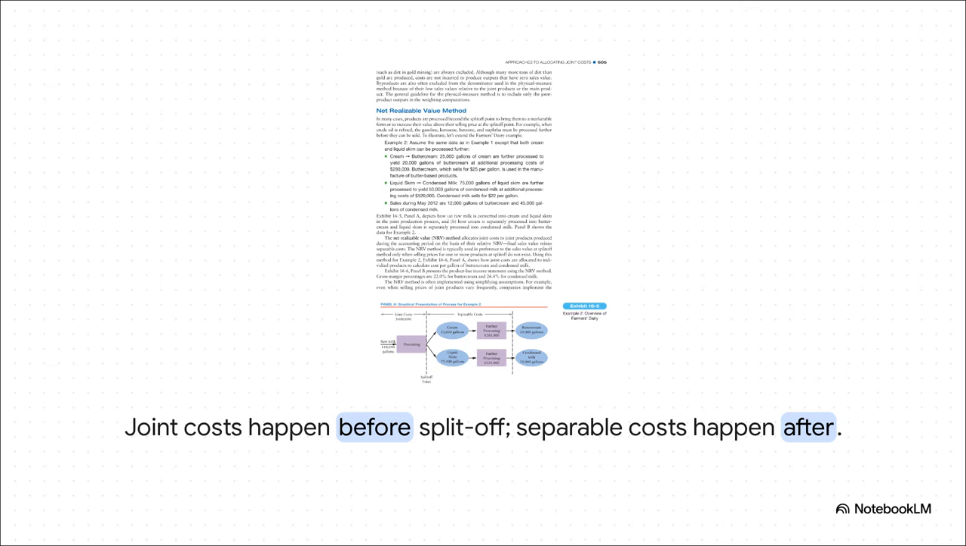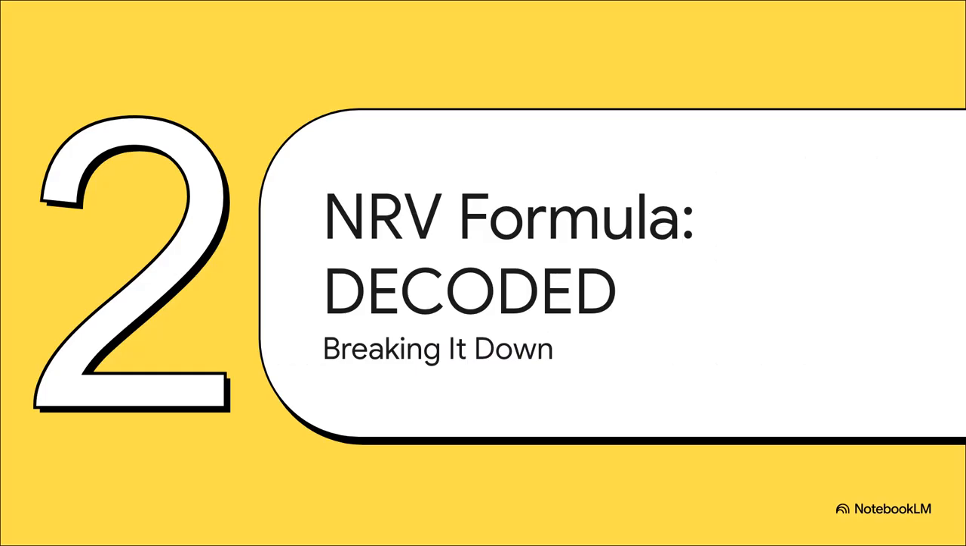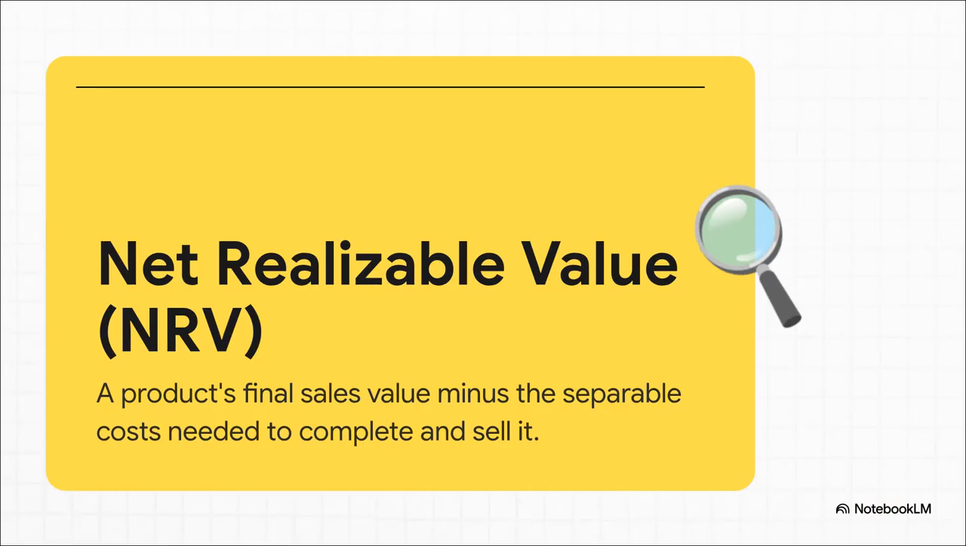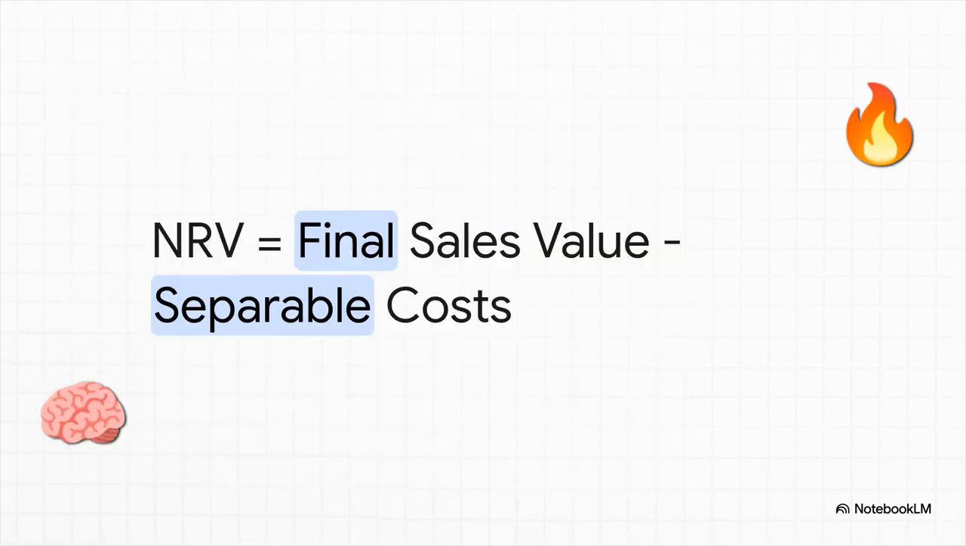So again, how do you allocate those early costs? This is where the Net Realizable Value method becomes your best friend. It is the exact tool accountants invented to solve this exact problem. So let's decode it. First up, the official definition. Net realizable value is basically a product's final selling price, once it's all finished, minus all the extra costs you had to sink into it after that split-off point. It's like a clever way of working backward from a future price to figure out what something is worth right now. And here it is.